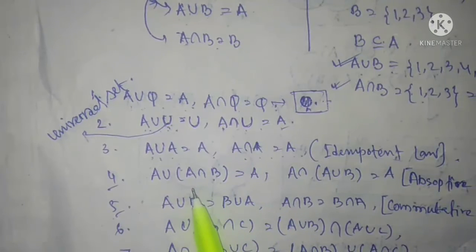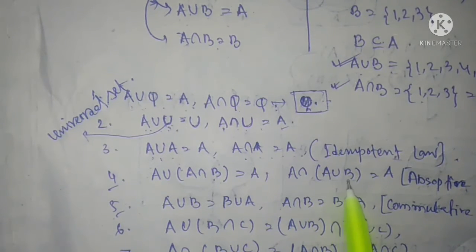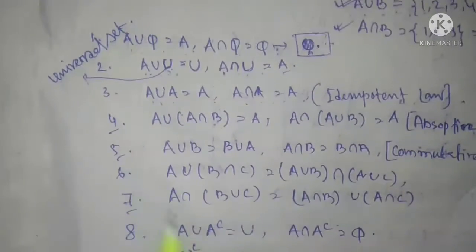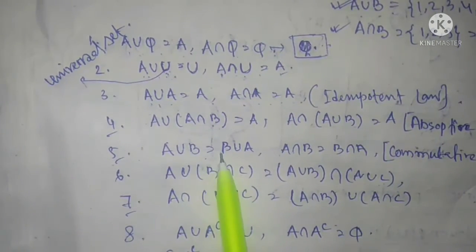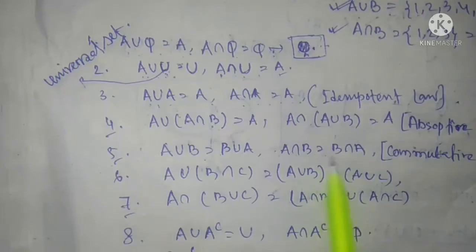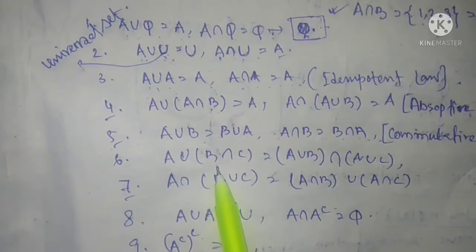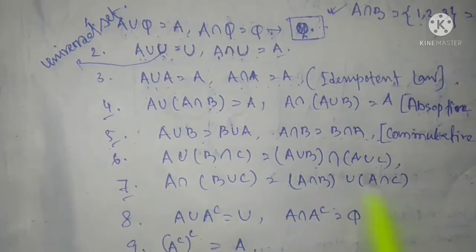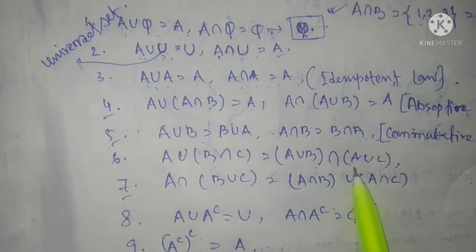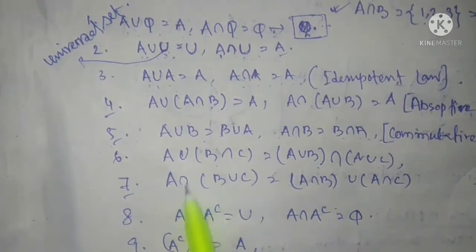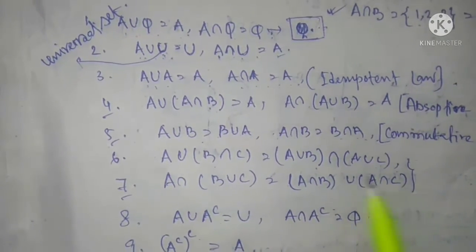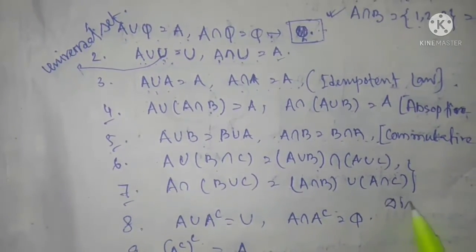Now the absorption law: A union (A intersection B) is equal to A, and A intersection (A union B) is equal to A. This is the absorption law. Commutative law: A union B equals B union A and A intersection B equals B intersection A. And A union (B intersection C) equals (A union B) intersection (A union C). These are said to be the distributive law.